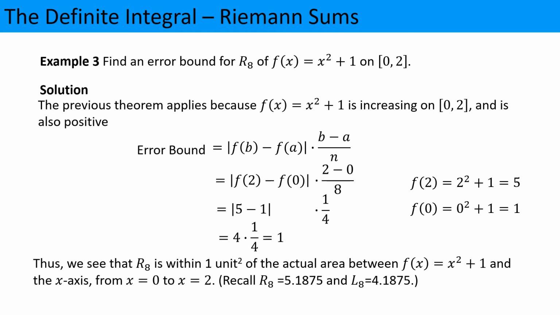Note, when we computed the area with 8 rectangles it was 5.1875, and for L sub 8 it was 4.1875. What's the difference between those? The 1, the error bound we just computed.